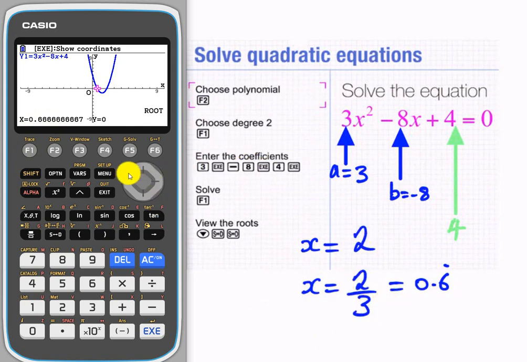And if we press on this D part, we press forward, it gives us the next answer, which is 2. So you can solve a quadratic equation by going into the graph mode, plotting the function, and then using G-Solve and looking for the roots, and you will see the two answers. Or you can use the equation mode. And that shows you how to solve quadratic equations using the CG50 graphics calculator.